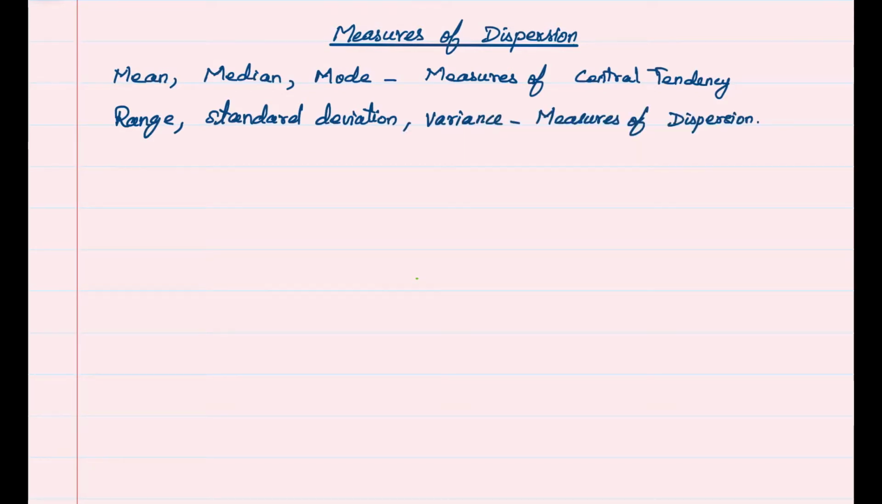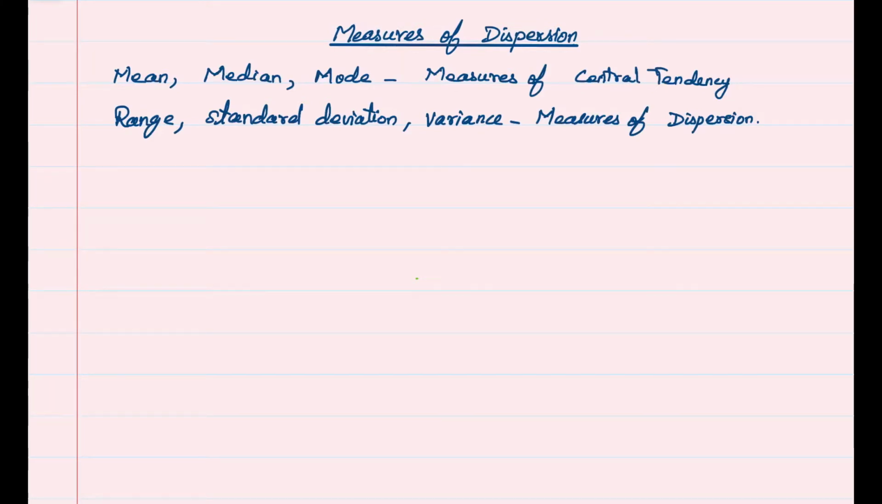In this section, we are going to learn about measures of dispersion. We know that mean, median, mode are the measures of central tendency. Some of the measures of dispersion are range, standard deviation, variance. Measures of dispersion are otherwise called measures of variability.